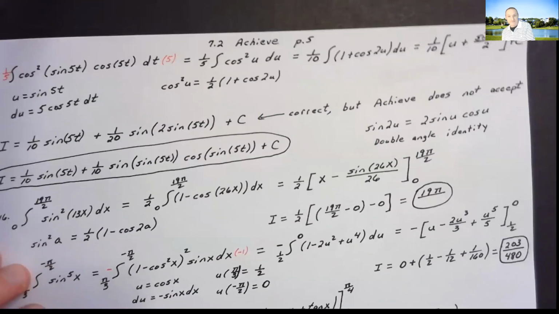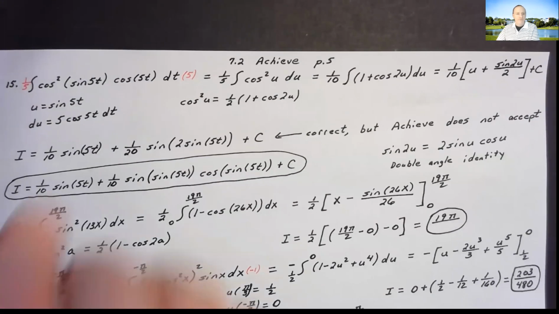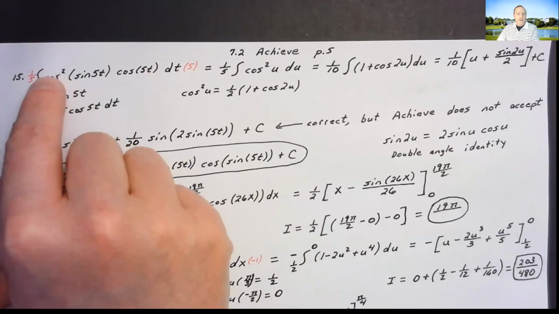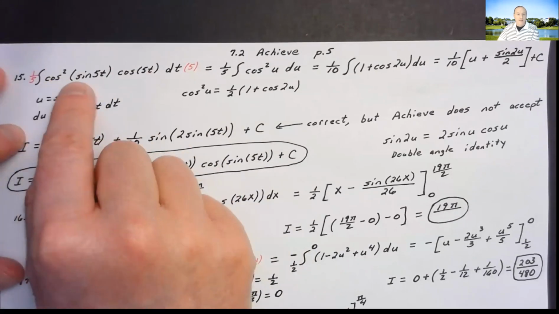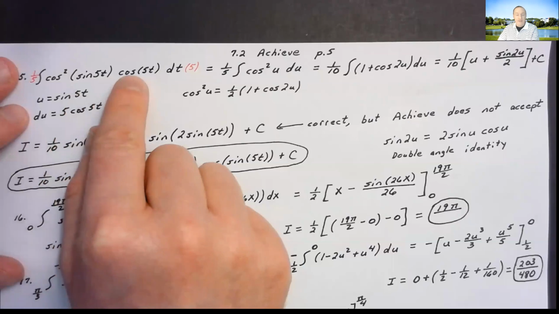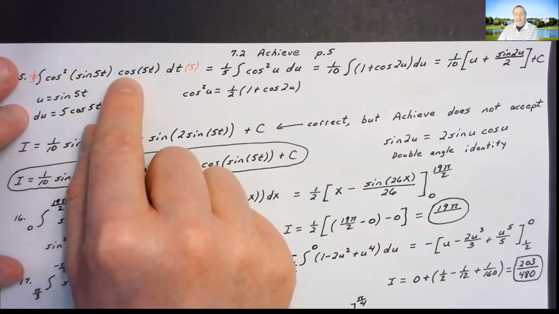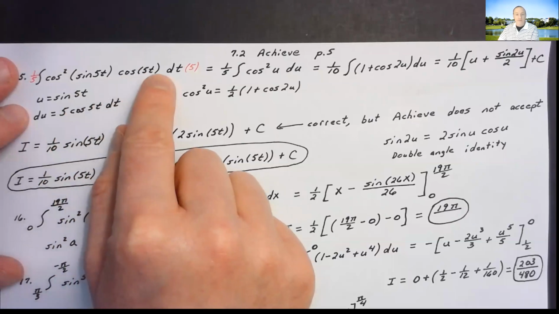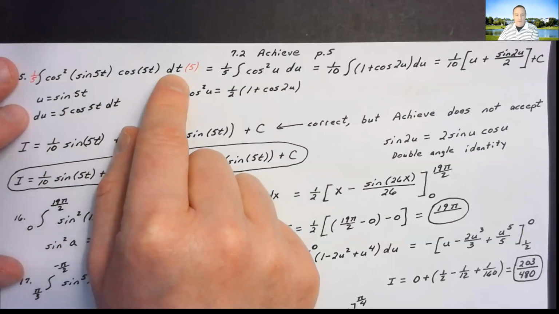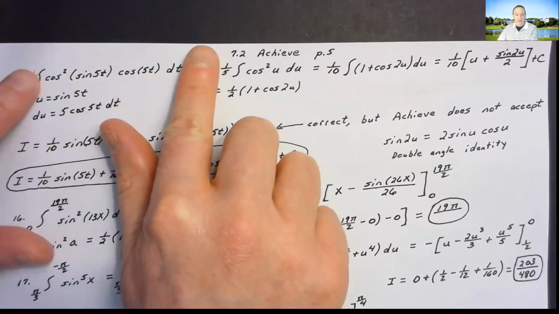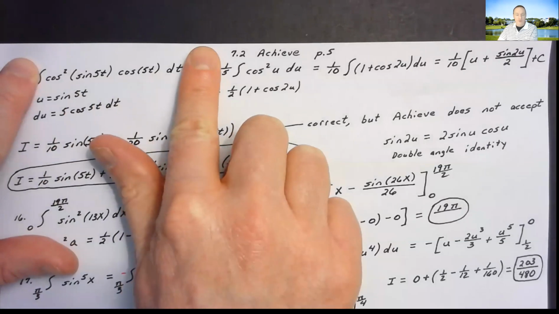For the next one here, I want to look at 15. In 15, we have the integral of cosine squared of sine of 5t times the cosine of 5t integrated with respect to t. Again, the red is what I did afterwards. This is your original problem.